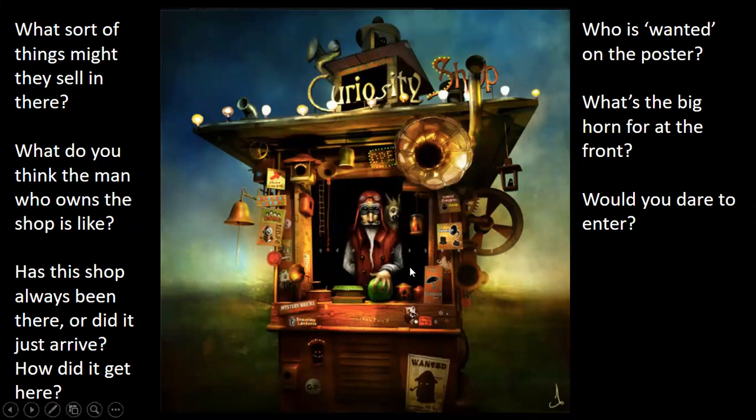If you look at the bottom there, you can see a wanted poster, a picture of someone. So who is wanted on that poster? Who is that a picture of? And who is wanted? Have a think. Just make it up. It's all imaginary. What's the big horn for at the front there? Horn. What on earth might that be for? And finally, would you dare to enter?